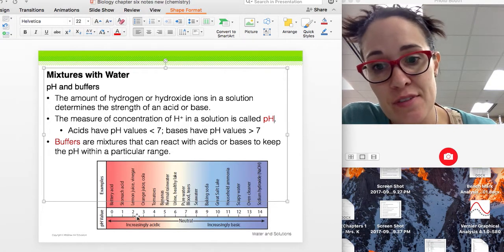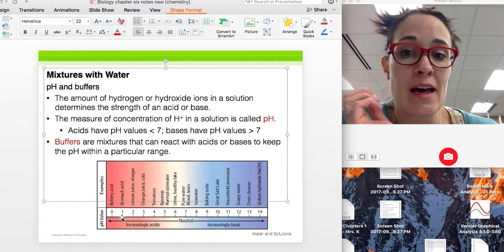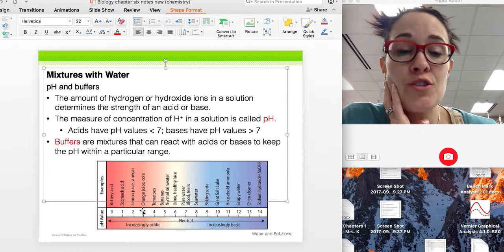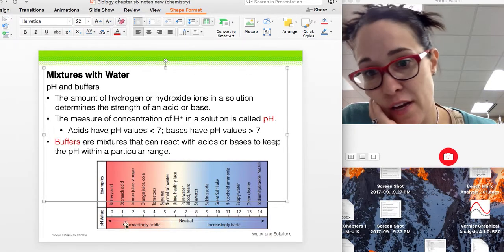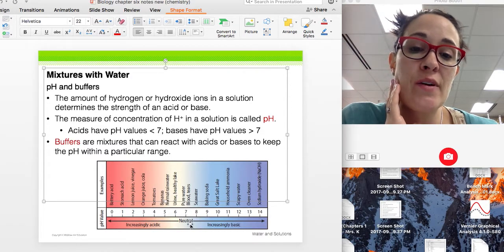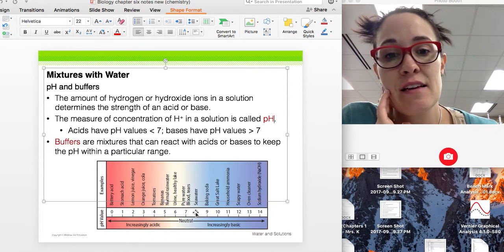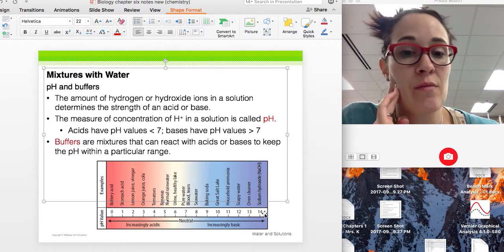These are examples. So orange juice has a pH of 3. Stomach acid has a pH of 1. Orange juice is a weaker acid. So the arrow goes to the left because it's increasingly acidic this way. Increasingly basic is to the right. So a pH of 14 would be the strongest base, like sodium hydroxide.